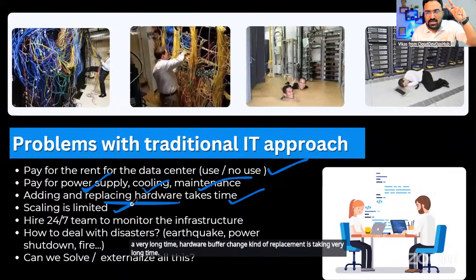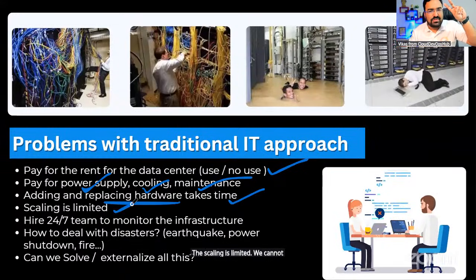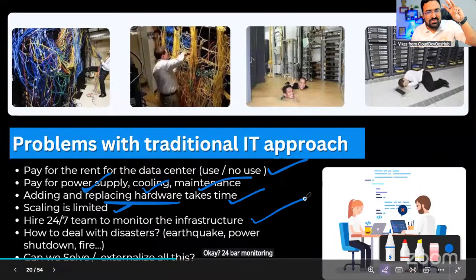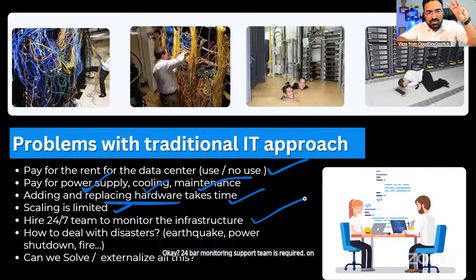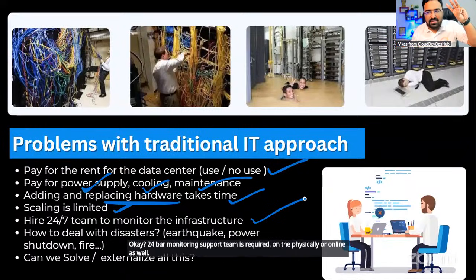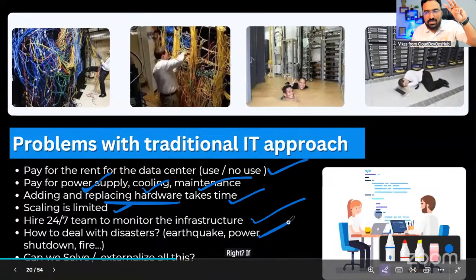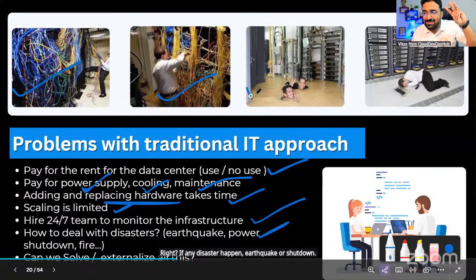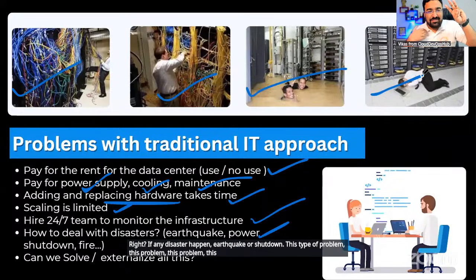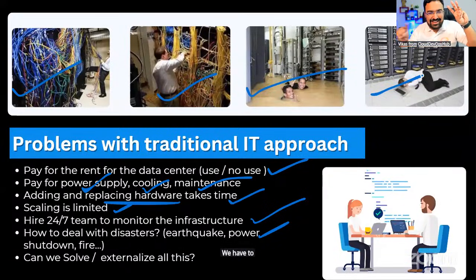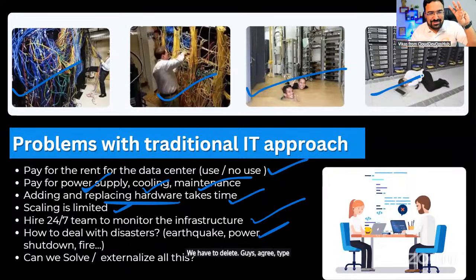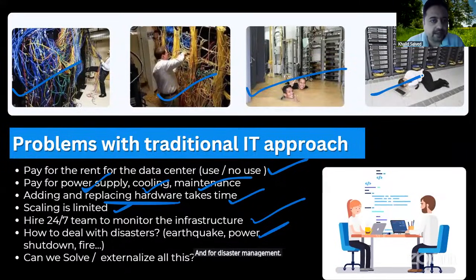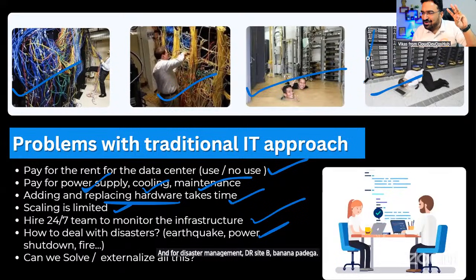Scaling is limited. We cannot increase the number of servers. A 24-hour monitoring support team is required, physically or online as well. If any disaster happens, like an earthquake or power shutdown, we have to deal with it. And for disaster management, we also have to build a DR site, because the data has to be a complete large replica.